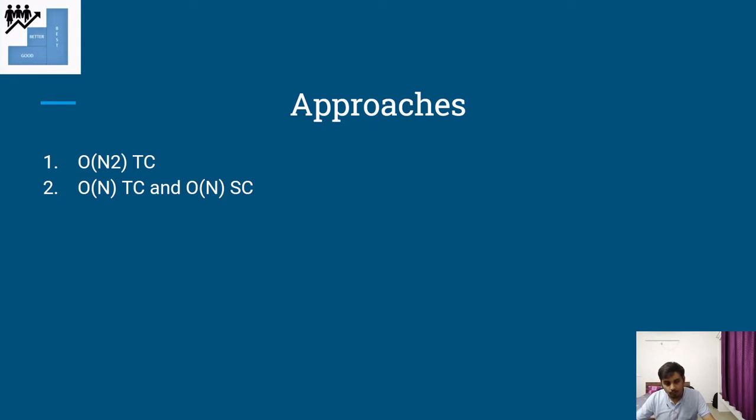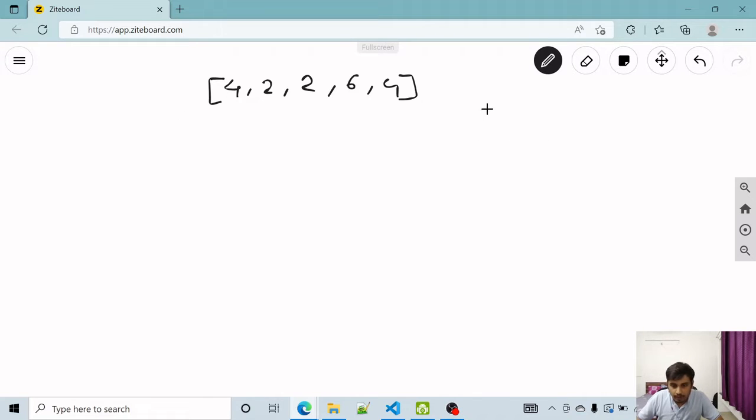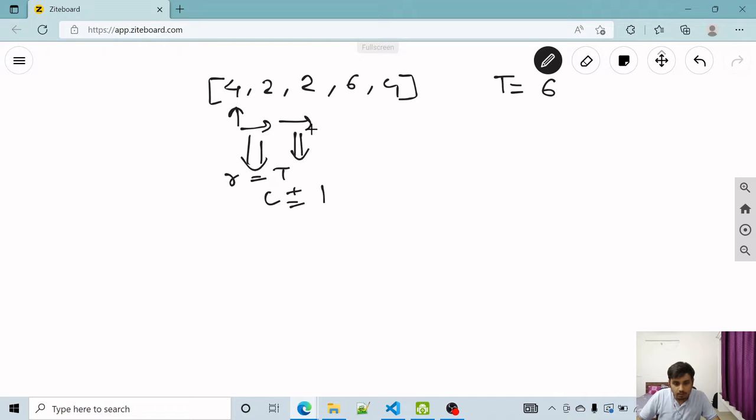As usual, we have two approaches, the normal one and the legendary one. Let's begin understanding the first approach. We have this array over here and the target value given to us is 6. The O of n square approach is quite simple. We just put the pointer over here and XOR up till here and see if the resultant XOR is equal to target; if so, increment the counter by 1.